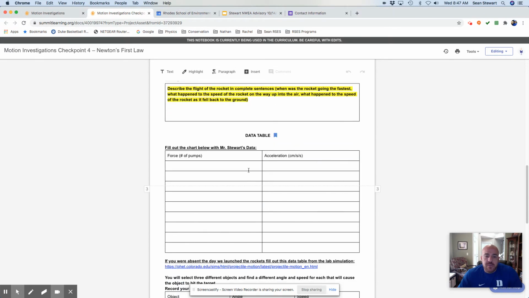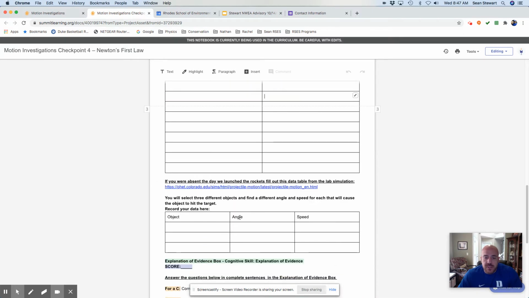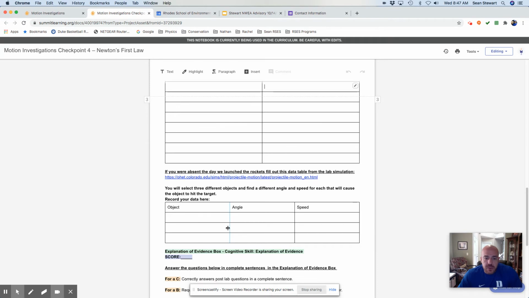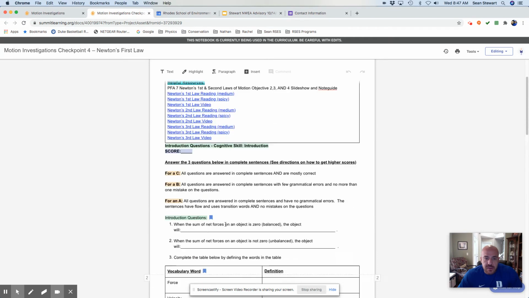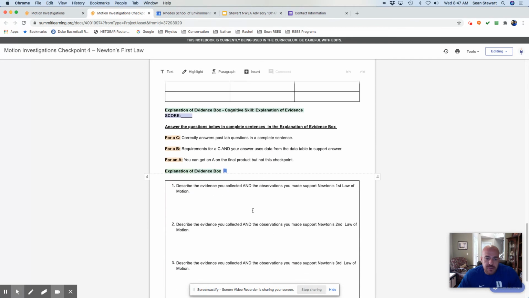There are 2 data tables. This one you'll just copy from your, you'll actually import it from your phone, from the app. And then this one will be from our simulation that we did together. Once we've done that, we are done with numbers 1, 2, and 3. And we're at our last thing, the explanation of evidence box.